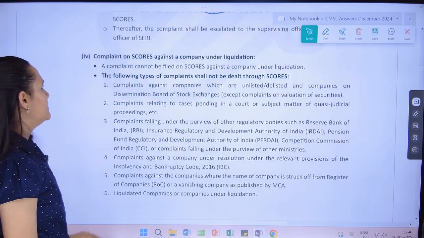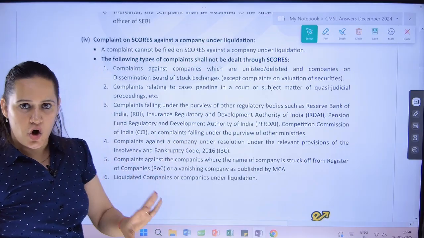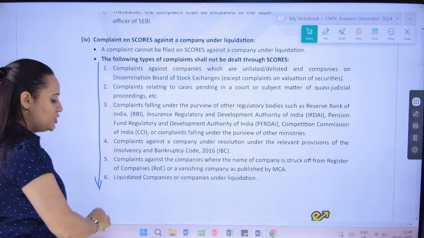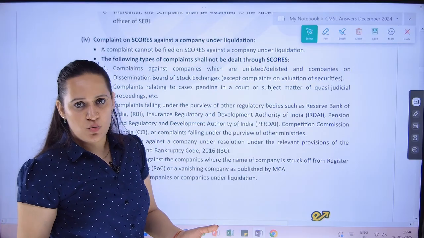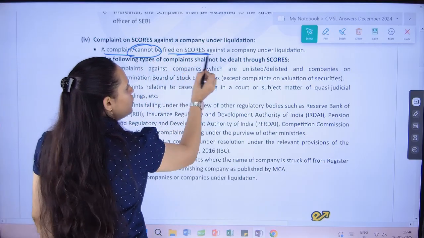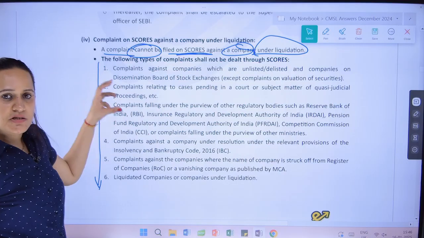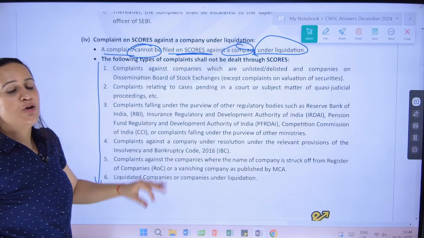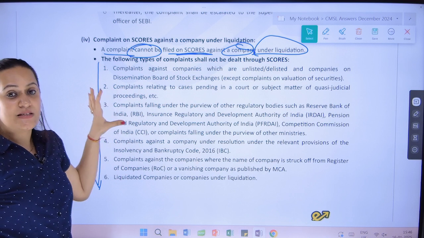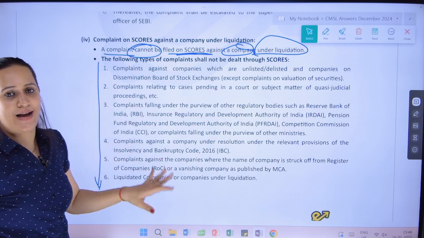Next, complaint on SCORES mechanism against a company under liquidation is not possible. So, there is a certain list of companies against which you cannot file a complaint on SCORES mechanism. So, mention that a complaint cannot be filed on SCORES mechanism against a company which is under liquidation, and then justify that. Because it is for 2 marks, you have to give a justification of why you are saying, because in the notification itself SEBI has given a list of companies against which complaint will not be accepted.